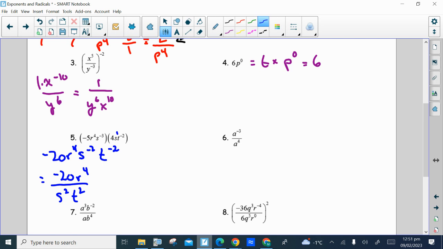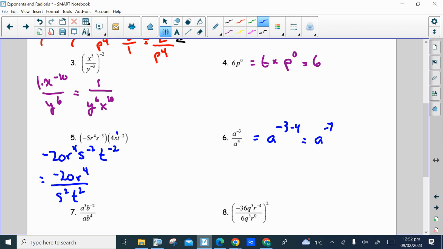Number 6. What do we do there? Number 6, we're dividing a to the negative 3 by a to the 4. When you're dividing powers with the same base, what do you do? Subtract. And what happens to the base? Stays the same. So it'll be negative 3 take away 4. If you need to use your calculator to do this, use your calculator. But negative 3 take away 4 is negative 7.